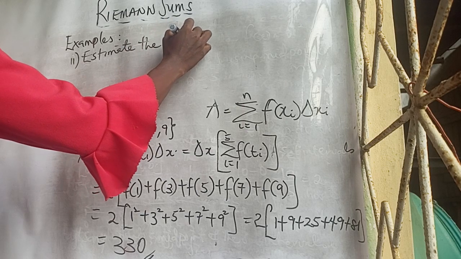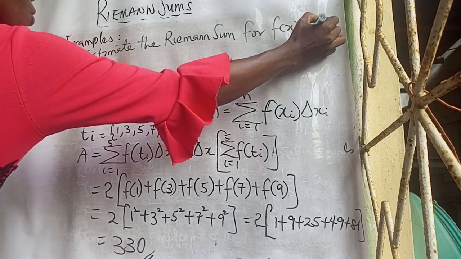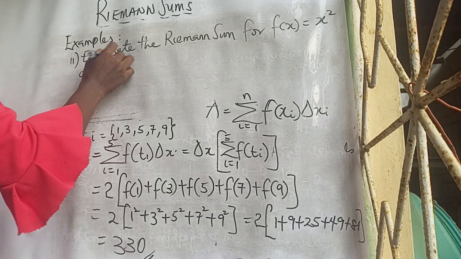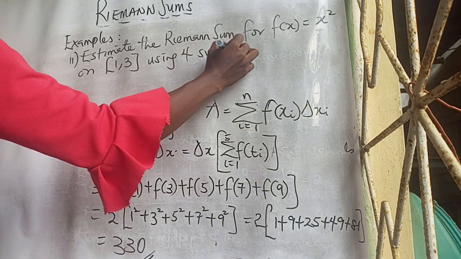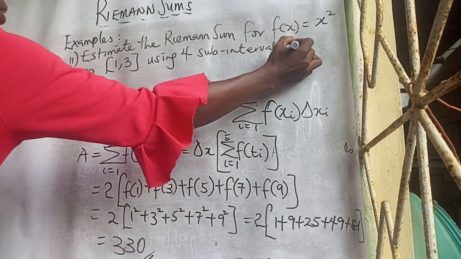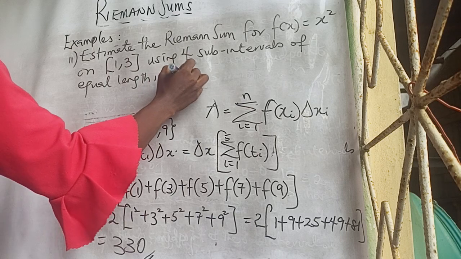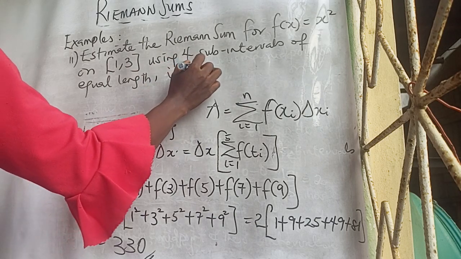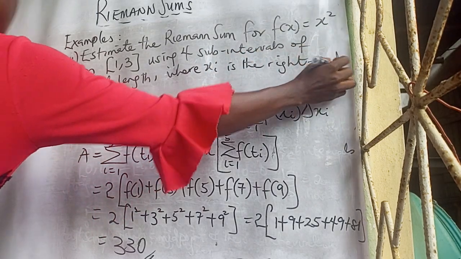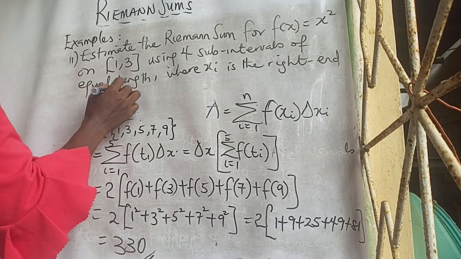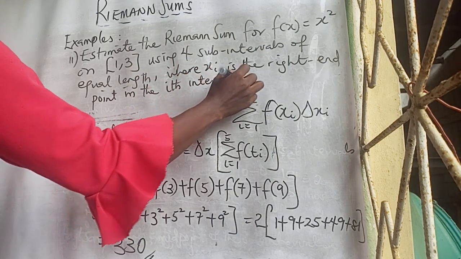Estimate the Riemann sum for f of x equals x squared on this interval using 4 subintervals of equal length, where our xi is the right endpoint in the ith subinterval.